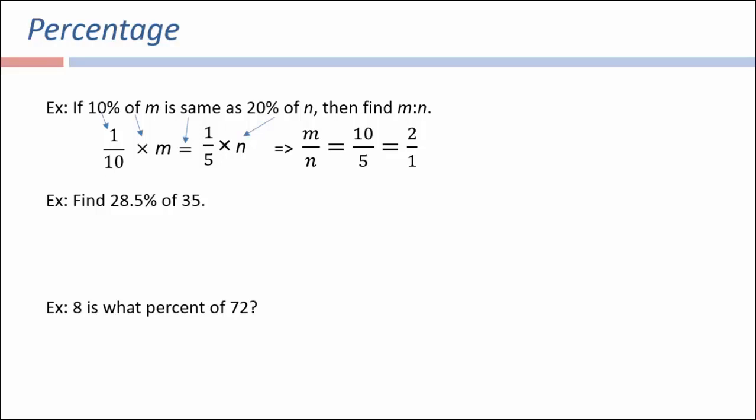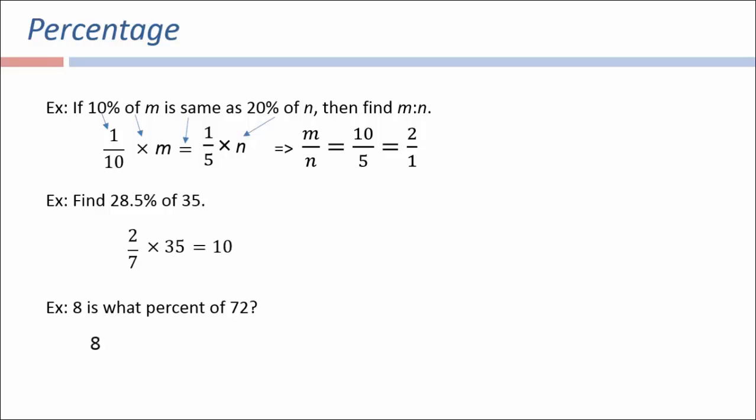Again, now we have to find 28.5% of 35. So doing 28.5 upon 100 and calculating this further would be tough thing to do. If you remember the chart, 28.56% had a fraction equivalence of 2 by 7. So 28.5 is approximately equal to 28.56. We can use the fraction 2 by 7. So 2 by 7 into 35, this would be 10.